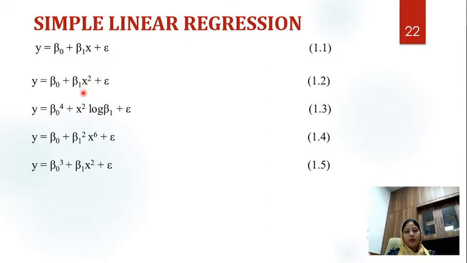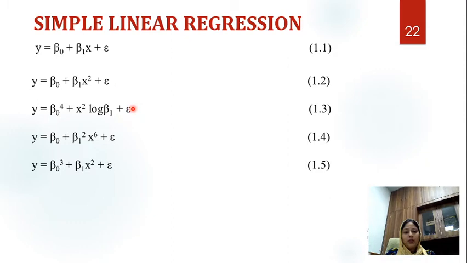So you might think that the surface generated is quadratic, so this is not linear. But for linearity, we have to check the powers of beta naught and beta 1. Beta naught is linear, beta 1 is linear, so this is linear. X square I can redefine as x1. So this becomes y is equal to beta naught plus beta 1 x1 plus epsilon. Same as this, x1 is x. So this is an example of a simple linear regression model.